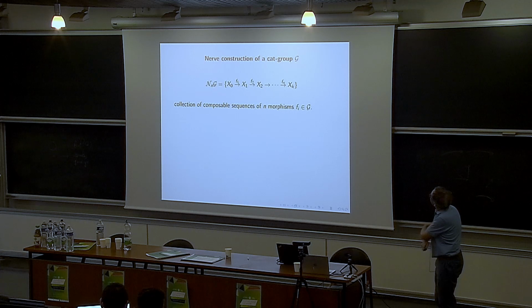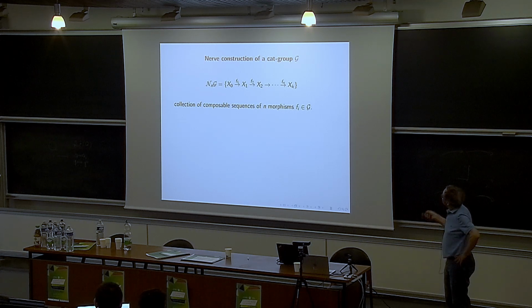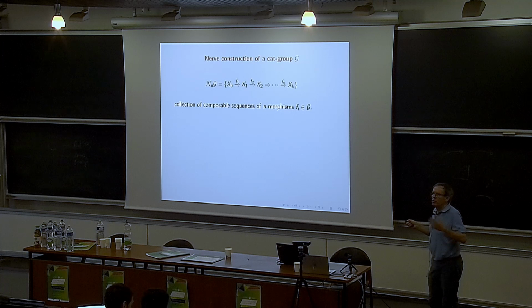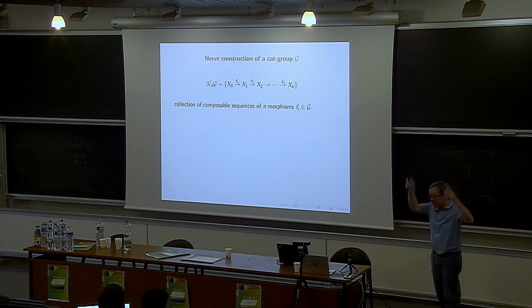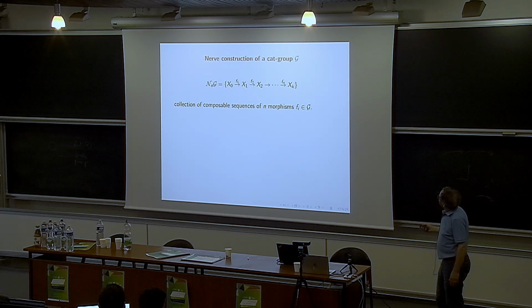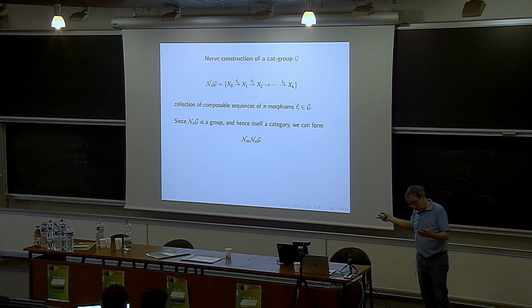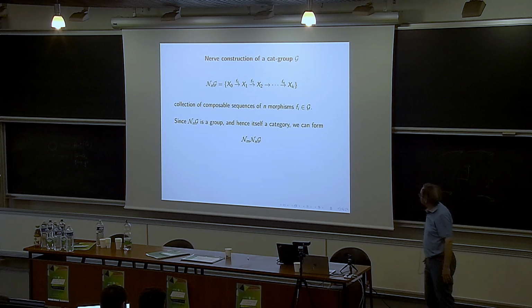Okay, let me tell you the nerve construction of a cat group, which should have come before that. So let's recall then that if you have a category, the nerve is a simplicial set, and in degree n, it's all n tuples of composable morphisms. So those are your simplices. Now, if you start out with a cat group, I gave the theorem that the nerve is actually a group. I didn't prove it. I just stated that you can show that the nerve is a group.